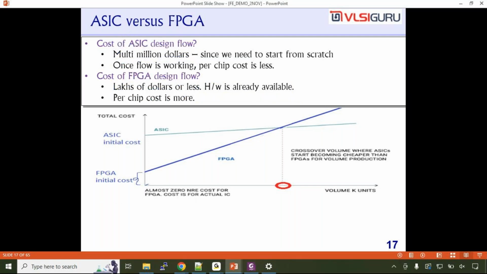But the problem with FPGA is what? Per chip cost is more. I mean, each board will cost more. So this is how the graph you see here, this is how the equation looks like. What is there in the x-axis?